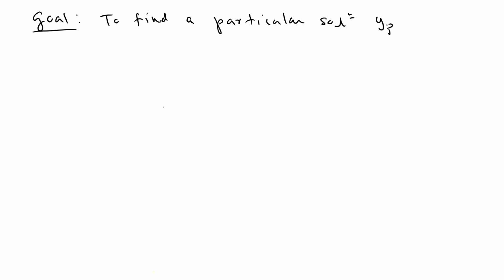So the goal is to find a particular solution, yp, of the non-homogeneous equation y double prime plus p(x) y prime plus q(x) y equals f(x). That's the goal. So let's talk about method 1.